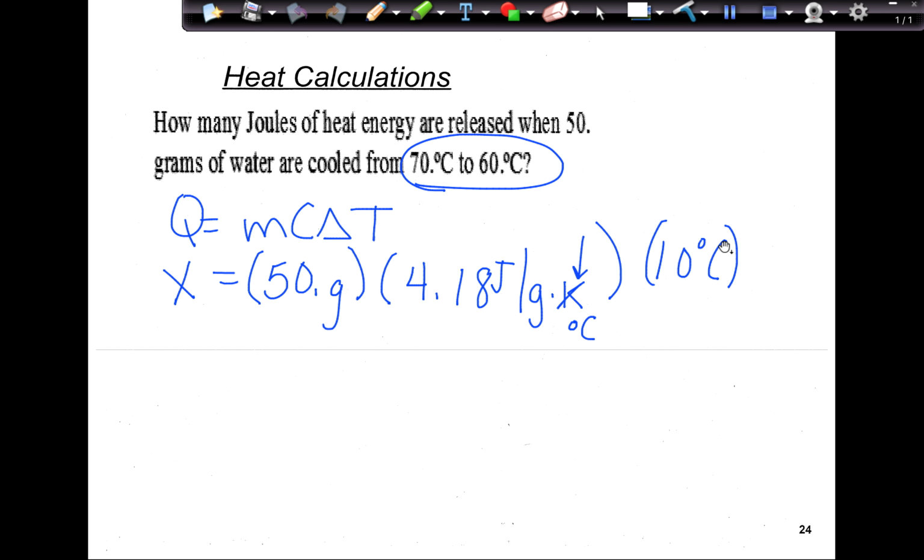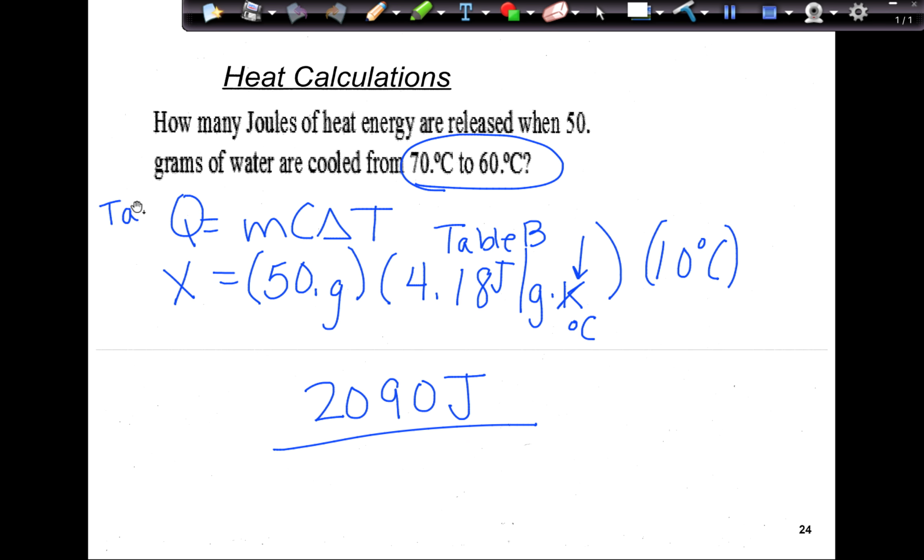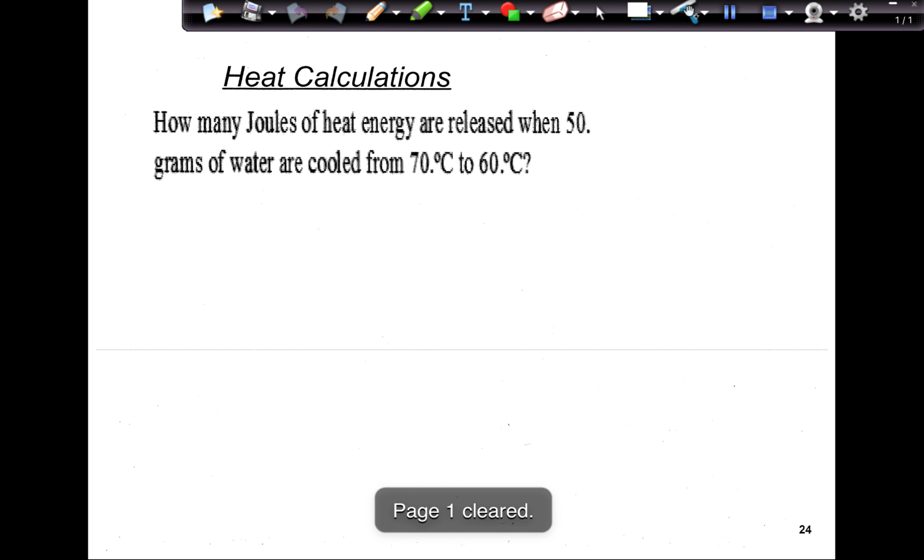I'm then going to multiply all of this out in my calculator, 50 times 4.18 times 10, and I get my answer of 2090, and the unit is joules. This was on Table B, and the formula was on Table T.